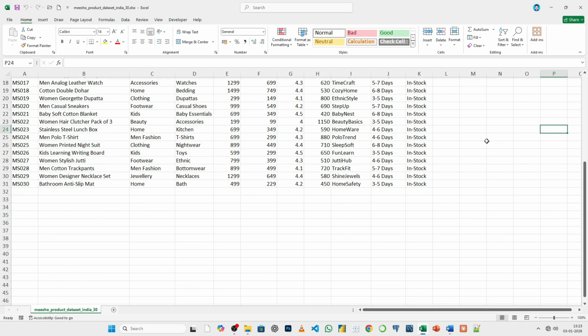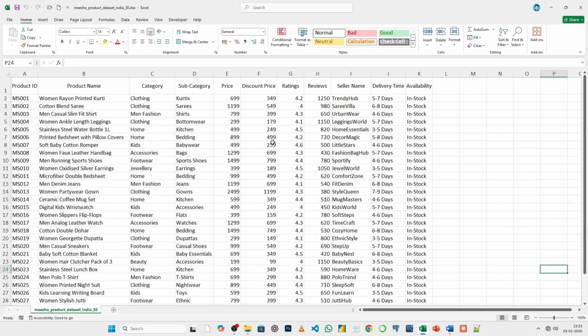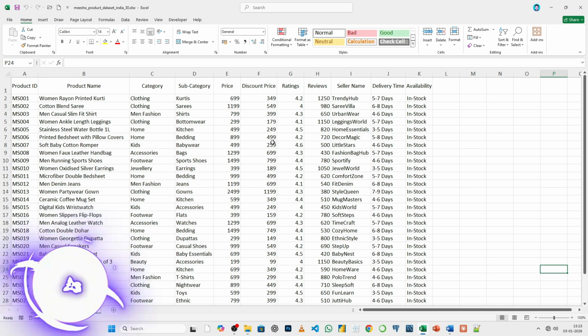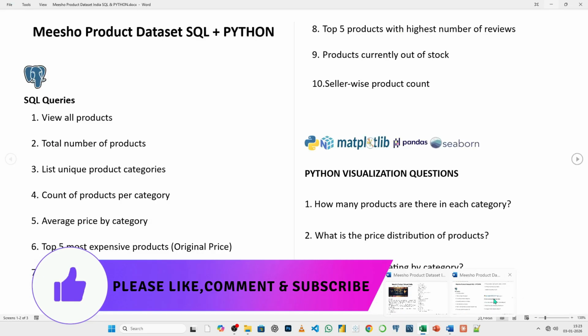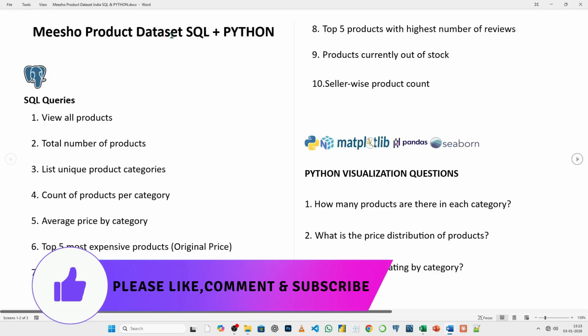This is the dataset overview. This dataset represents 30 Meesho products sold in the Indian e-commerce market. It captures key product pricing, seller, and customer engagement attributes that help us understand consumer behavior and business strategy on Meesho.